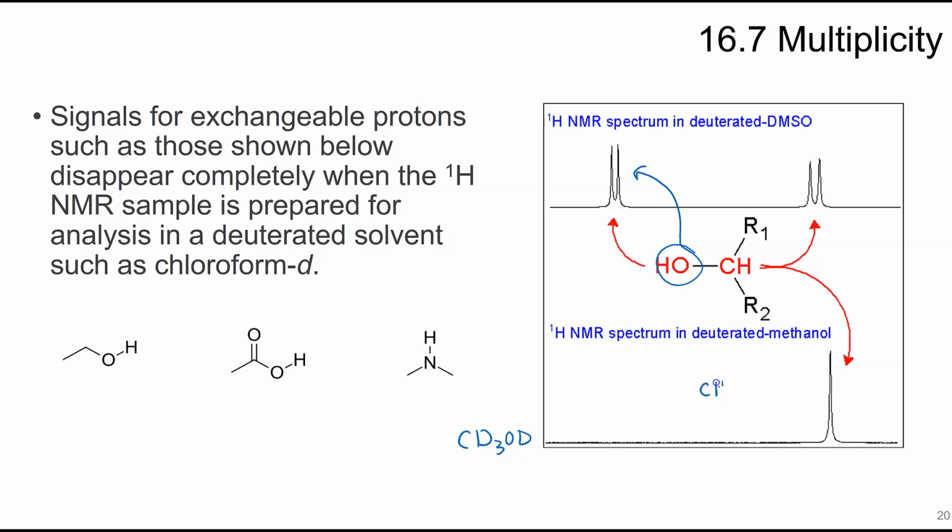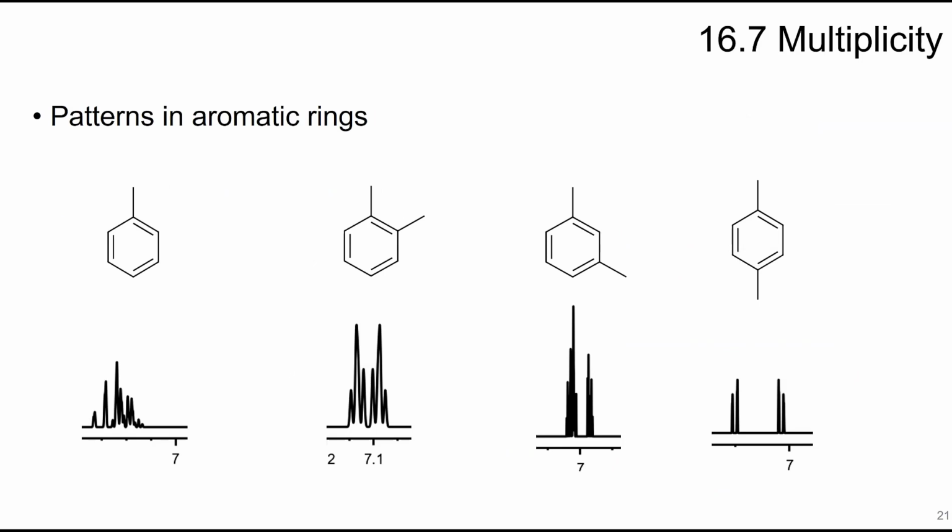it will become CHR1R2 and then OD. So that signal will go away, which is why we don't see it here. So if you have an alcohol, carboxylic acid, or an amine in there, and you use the wrong solvent, that peak could disappear.